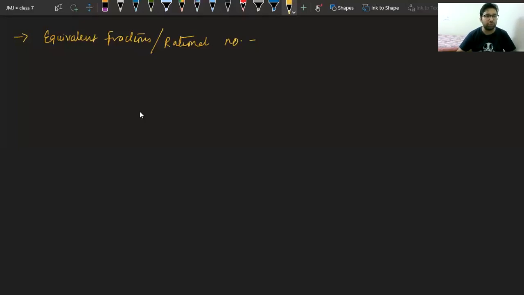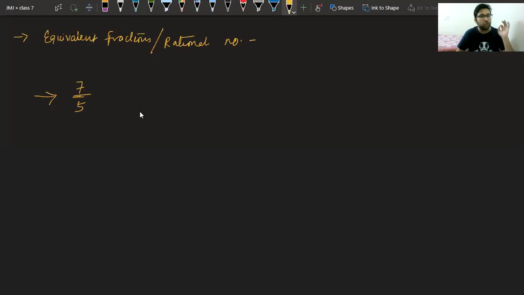Suppose you have a number 7/5. So class, this is the rational number. Please tell me, is this rational number simplified or can it be further simplified? It is already simplified. So we can make equivalent fraction from this.